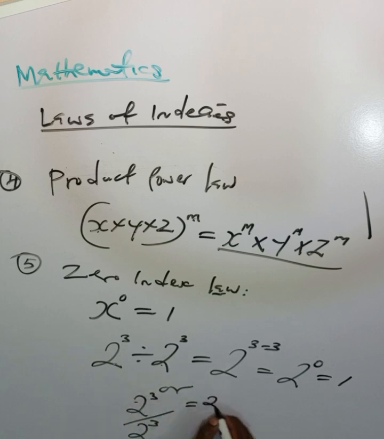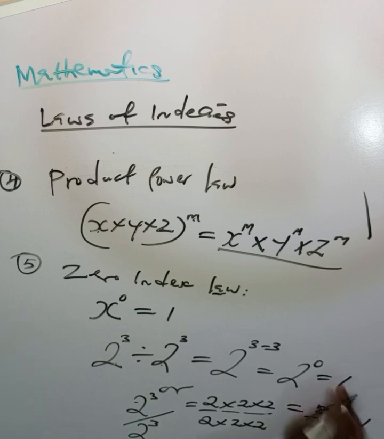2 raised to power 3 means 2 times 2 times 2, right? 2 into 3 places divided by 2 raised to power 3, that is 2 into 3 places, which is 2 times 2, 4. 4 times 2 is 8 over 8, right? 8 divided by 8 is 1. So that is why any number raised to power 0 is equal to 1.